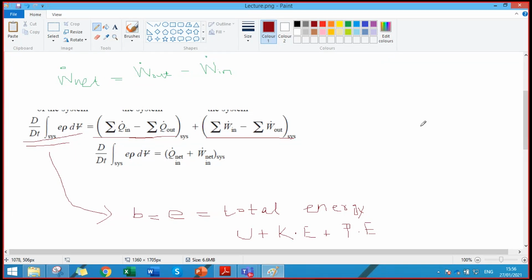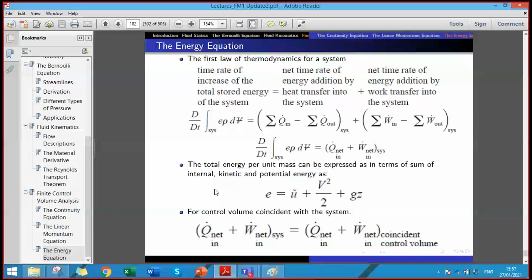Yes, sir. Now, if you see this equation, we have assumed that Q in is positive, W in is positive, right? Yes, sir. So if we assume that at any instant the system is coincident with the control volume, whatever is entering the system will be entering the control volume, whether it's the heat transfer or the work transfer. So the system concept would be equivalent to the control volume concept.